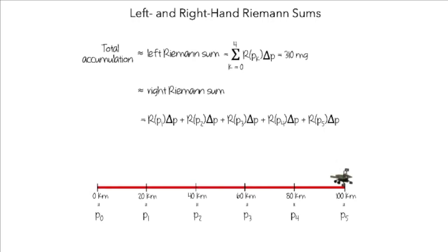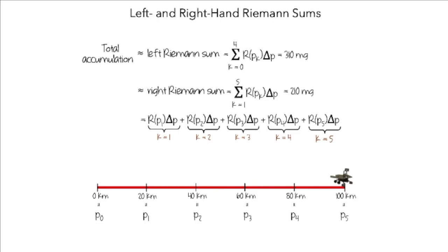If we use k to indicate the value of the subscript, then the first term corresponds to k equals 1. The second term corresponds to k equals 2, and so on. Using sigma notation, we're evaluating the rate at p sub k and multiplying by delta p, but this time we're starting at k equals 1 and going up to k equals 5, which we indicate by writing these below and above the summation symbol. And we previously calculated that this equals 210 milligrams.